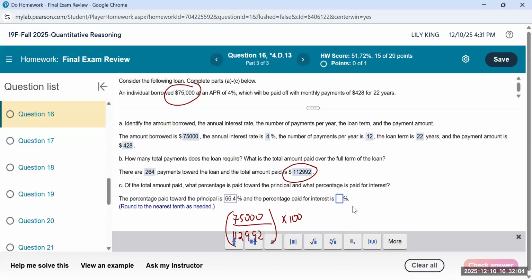And here we just need to subtract the 66.4 from 100. The principal and the interest add up to 100%. So if you know the percentage paid towards the principal, you just need to subtract from 100 to find the percentage paid towards the interest. That's 33.6.